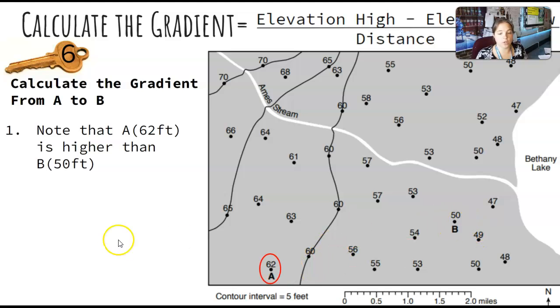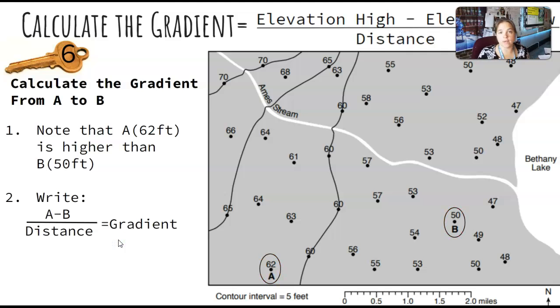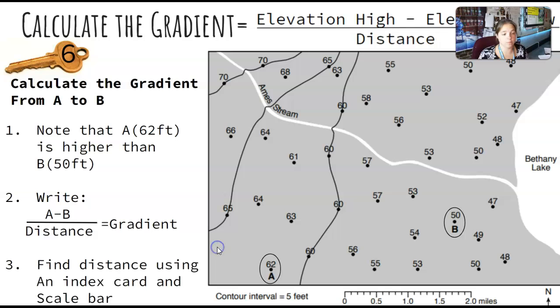So what we need to do is write down, plug in the numbers if you can. So A minus B over distance. A is 62, B is 50. We have to figure out the distance. We're going to use the scale right here. So you're going to use a little piece of paper, put it up against A and B, mark it, and then bring it down to the scale to find out how many miles. So there's my paper. I mark, and then I'm going to take this paper and drag it down here.